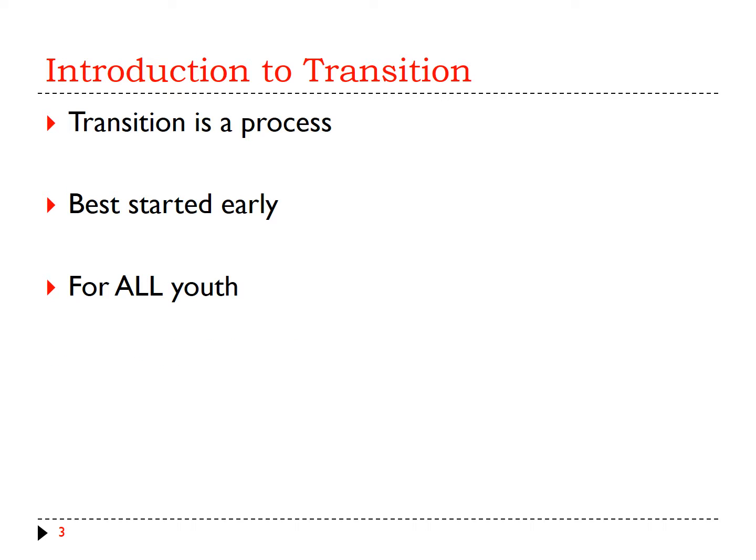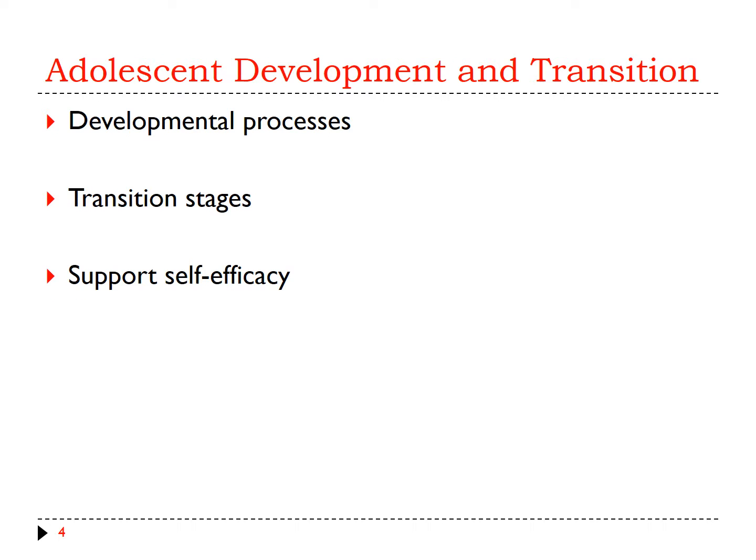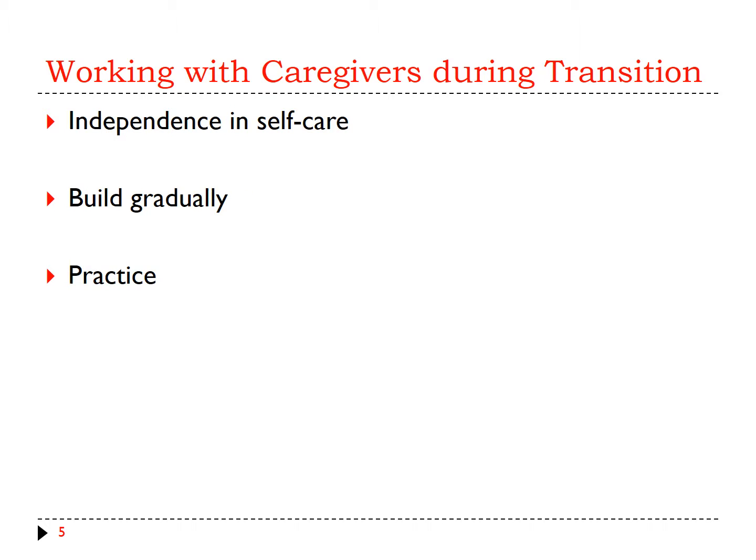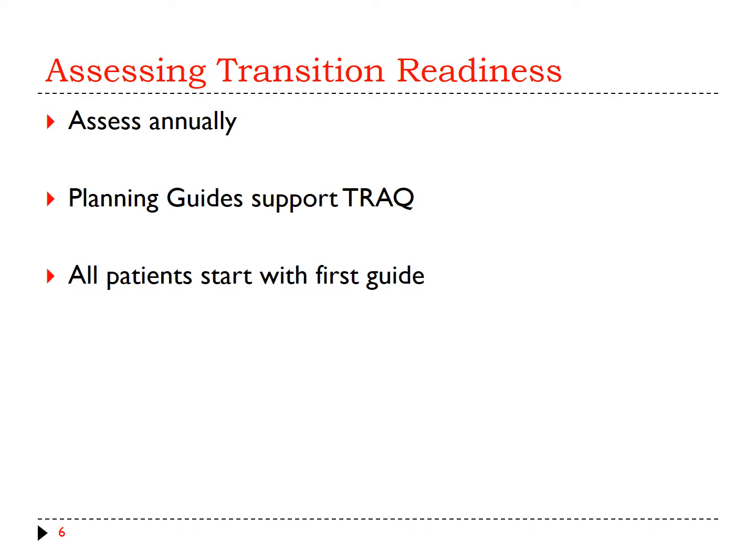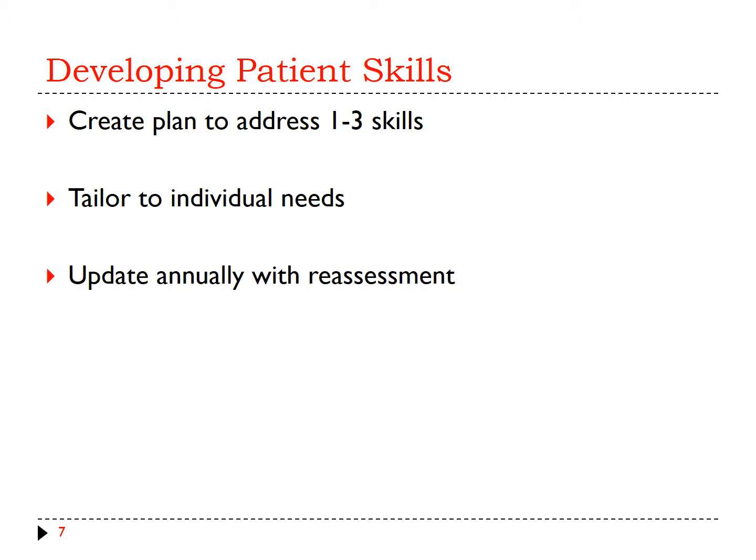This course began with a description of the healthcare transition and its importance. Module 2 illustrated how transition and adolescent development progress together. Module 3 identified key strategies and concepts for working with parents and caregivers during transition. Module 4 demonstrated strategies to assess patients' transition readiness. Module 5 discussed using assessment results to create a transition plan.